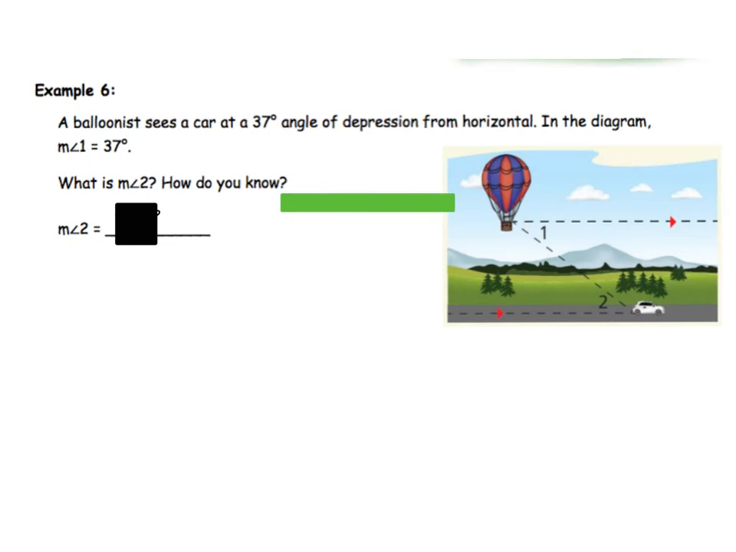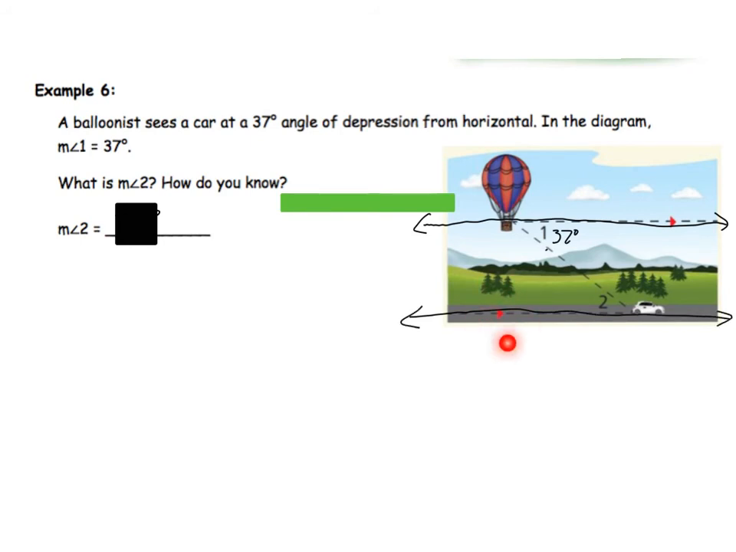All right, a balloonist sees a car at a 37 degree angle of depression. Okay, so a balloonist is obviously in this hot air balloon up here at the top, and they're looking down. That's why it's an angle of depression, because they're looking down to this car, which is creating a 37 degree angle. Okay, so basically, angle 1 here is the angle that they told us, which is the 37 degrees. All right. What is the measurement of angle 2? So again, let's see if we have any parallel lines and transversals here. So I'm going to extend this line. I'm going to extend this line where the road is.